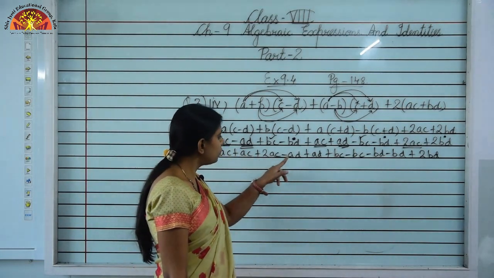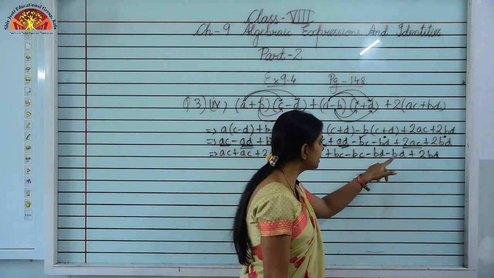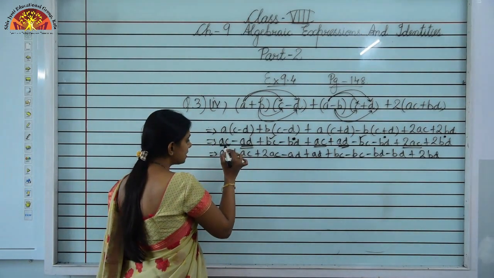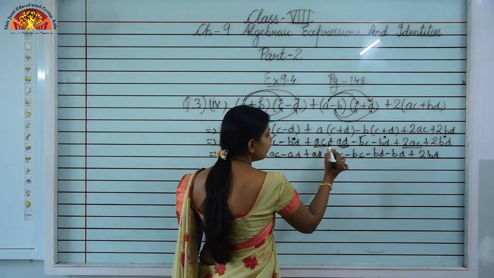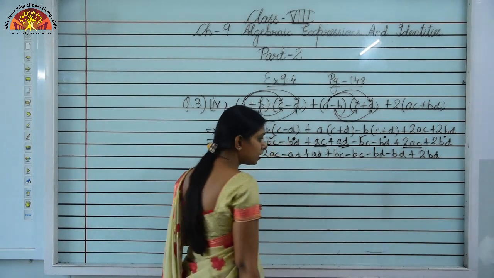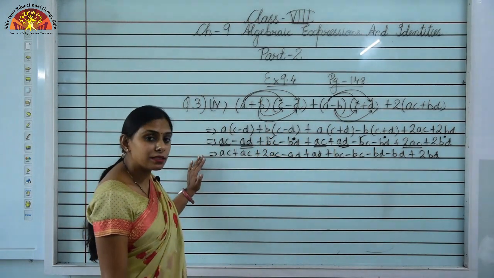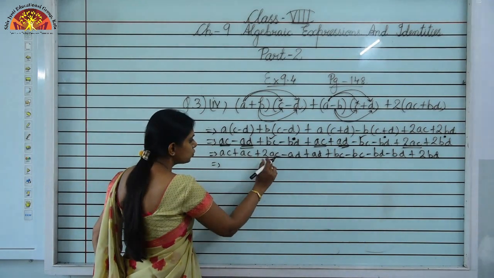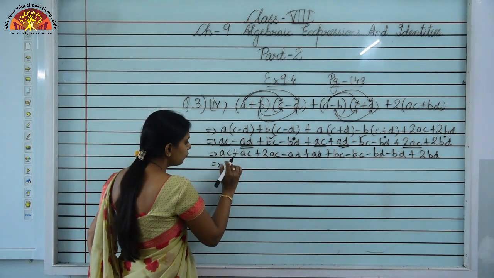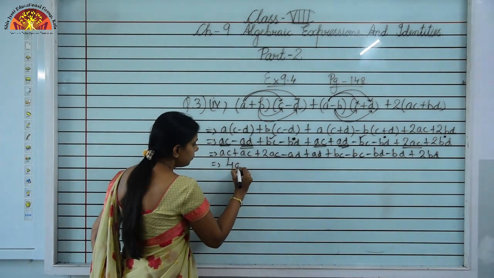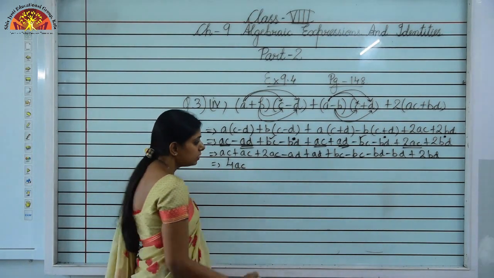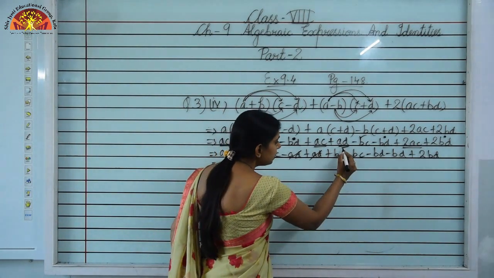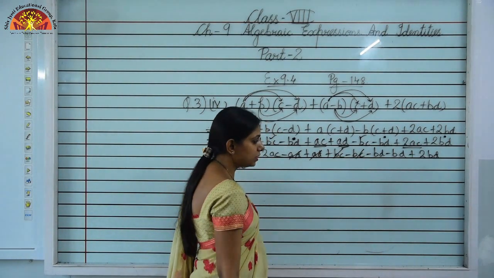1, 2, 3, 4, 5, 6, 7, 8, 9, 10. There are 10 terms. So we'll just verify with the previous step. 1, 2, 3, 4, 5, 6, 7, 8, 9, 10. Okay, so you have just written the correct number of terms. Now AC plus AC plus 2AC, so 2, 3, 4. It will become 4AC. Got it? Now it is minus AD and plus AD, so it will cut. Again similarly plus BC and minus BC it will cut.